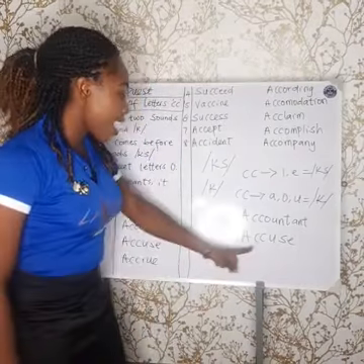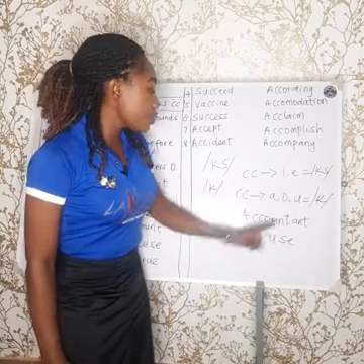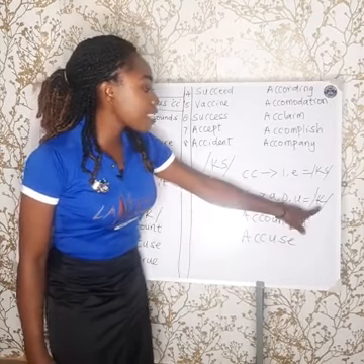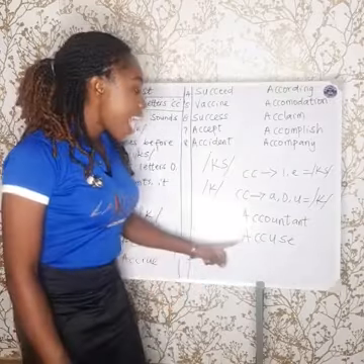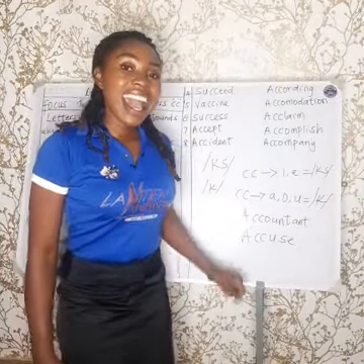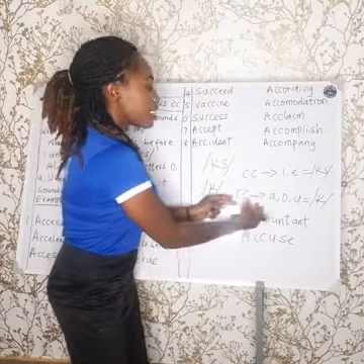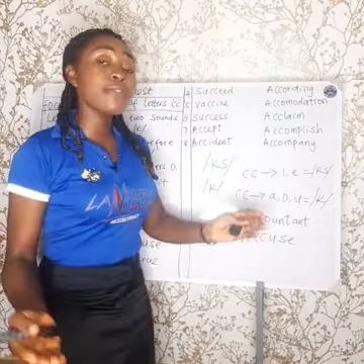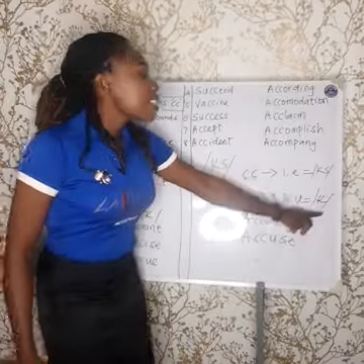Accuse. Now, after C, we have a U. And since we have a U, that means the C would have to take what sound? The sound K. So we go accuse. I wouldn't want us to take much time with the second rule because I know that most of you know how to pronounce words with the sound K.